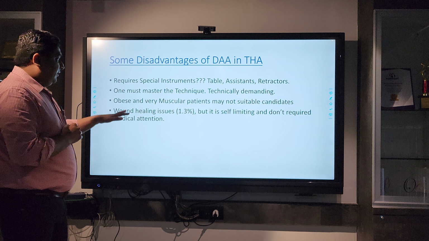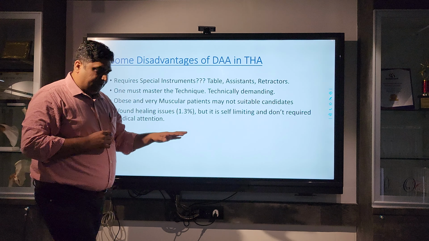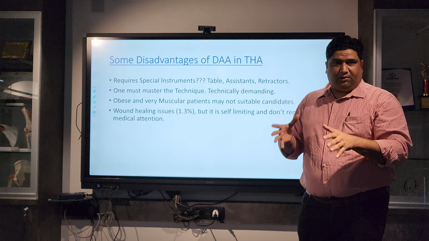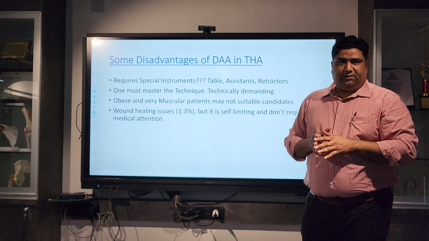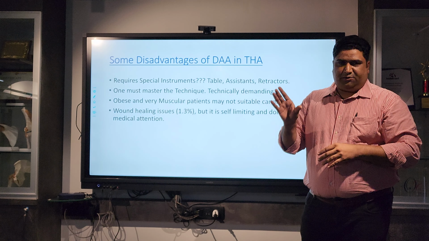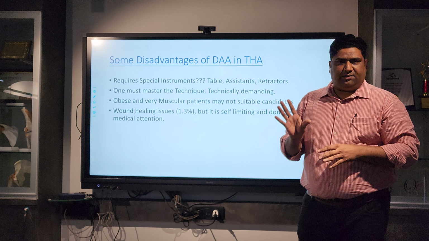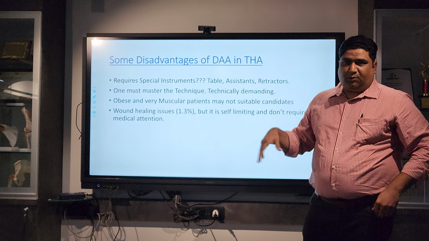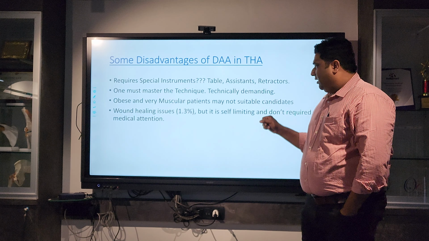Patient selection: obese and very muscular patients are not very suitable candidates for the surgery, as there is a lot of muscle bulk or a lot of fat. We cannot visualize because it's a very small incision, 3 to 4 inches. So we cannot visualize the operative field properly.